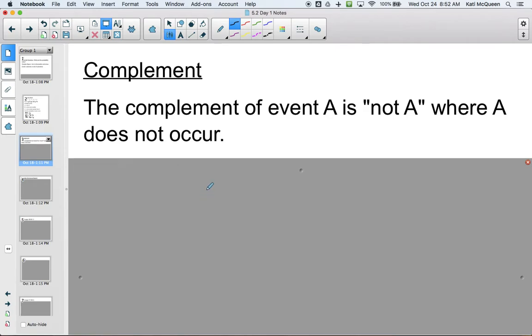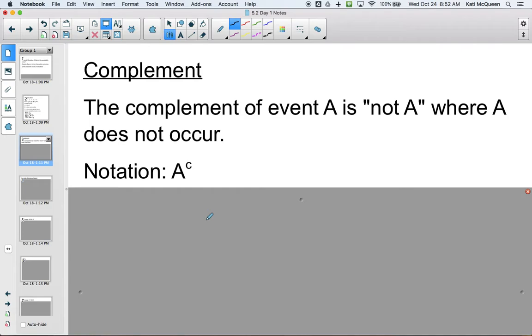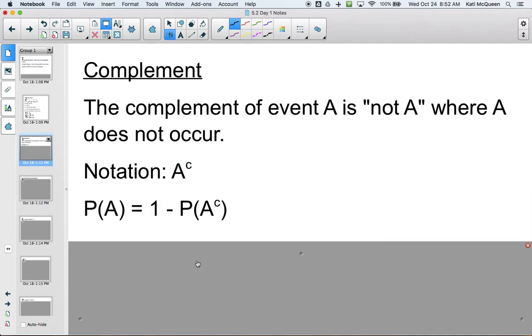All right, and since they're exact opposites of each other, we can find the probability of the complement of A if we know the probability of A and vice versa. So the notation we use here is A with just a superscript C to stand for complement. All right, and the probability of A is equal to 1 minus the probability of A complement, since they are opposites of each other. So if there's a 70% chance that it's going to snow, there would have to be a 30% chance that it's not going to snow. That's all that's saying, is that the two things together have to add up to be 1.